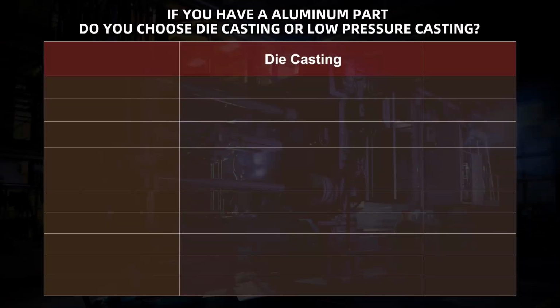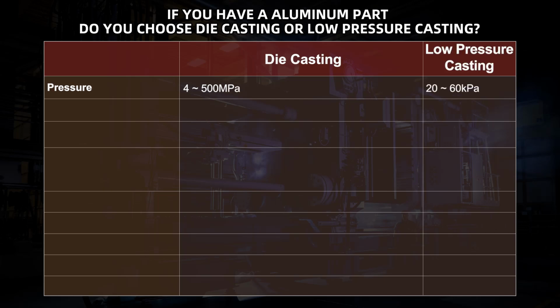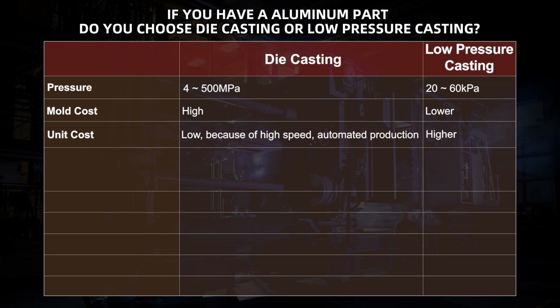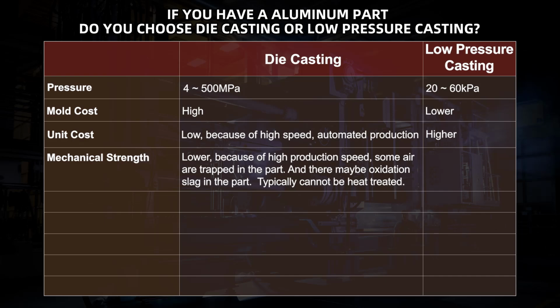Die casting: pressure 4500 MPa. Low-pressure casting: pressure 2060 kPa. Mold cost: high for die casting, lower for low-pressure casting. Unit cost: low for die casting, because of high speed. Automated production: higher for die casting. Mechanical strength: lower for die casting, because of high production speed, some air is trapped in the part, and there may be oxidation slag in the part; it typically cannot be heat treated.